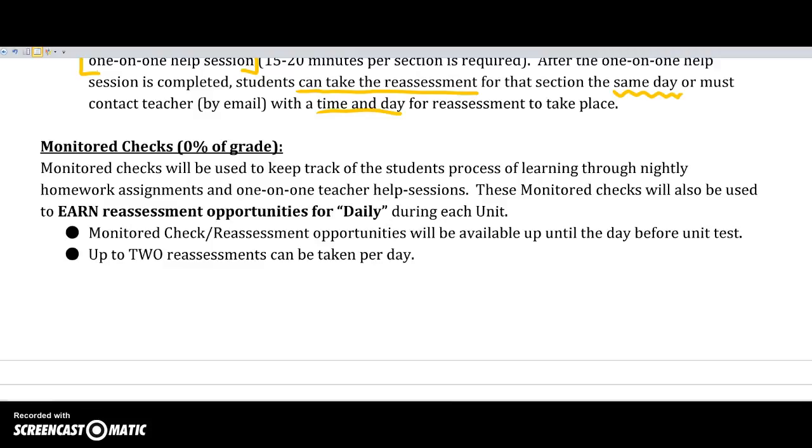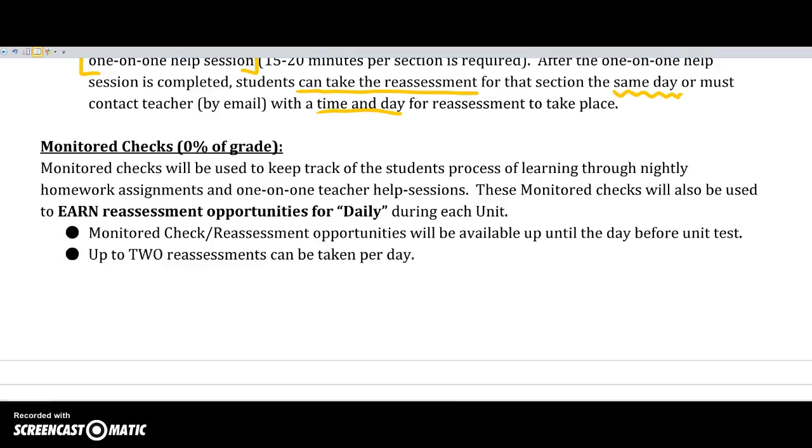So those monitored checks are going to be 0% of the grade, and that seems a little different, but we're using 0% and putting it in the grade book just so we can monitor and track the students' process of learning, because we know that in math, practice is very important. So those monitored checks will be used to keep track of students' process of learning through nightly homework assignments and one-on-one teacher help sessions. So when they come in to show us that they've done their homework, maybe they didn't do it the first night, or they need some one-on-one help, we will track those just to see how the students are learning and what helps them have success.